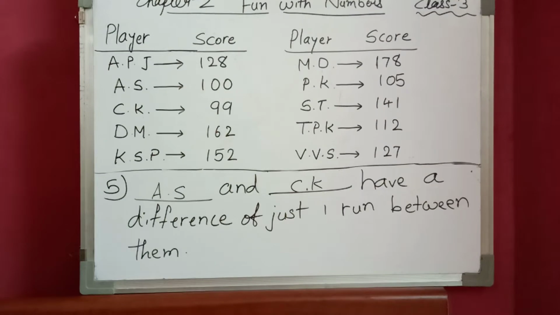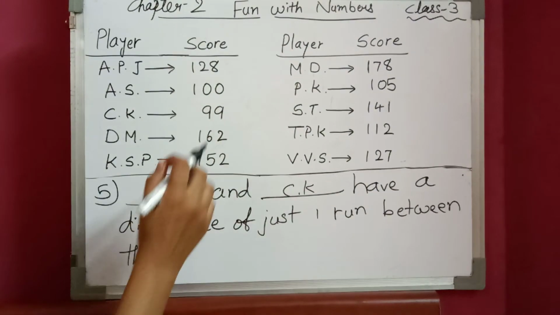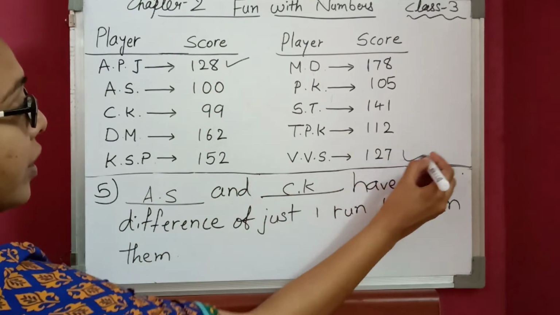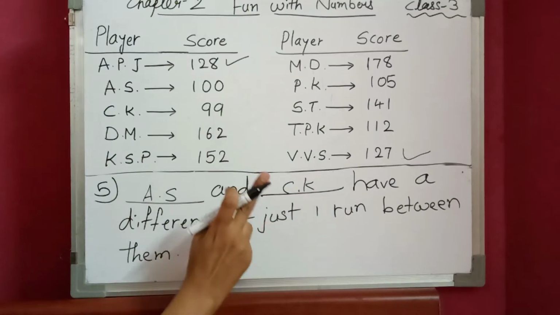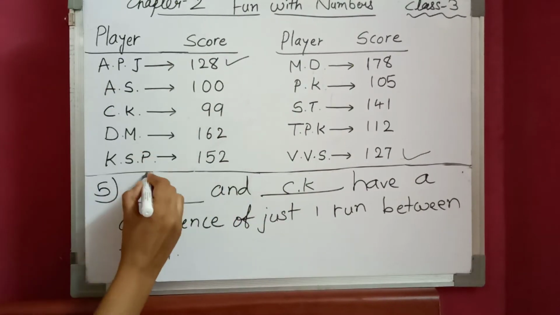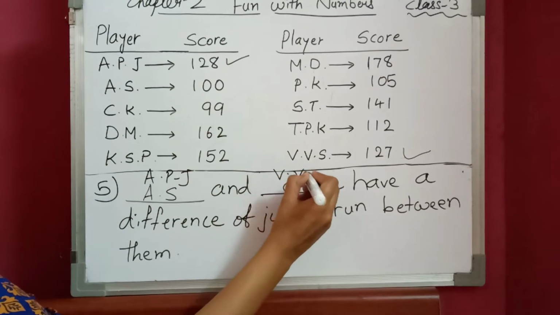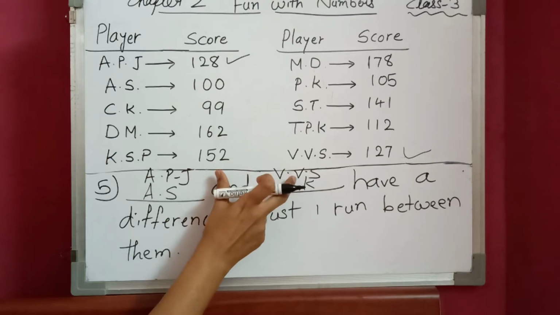But we can get one more answer from the table. Another option is 128 runs and 127 runs. The difference between these 2 runs is also 1. So the other answer is APJ and the player is VVS. These 2 players' scores also differ by 1.